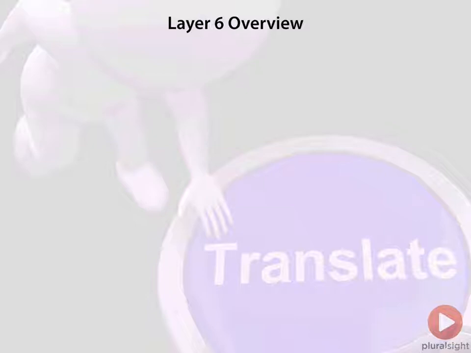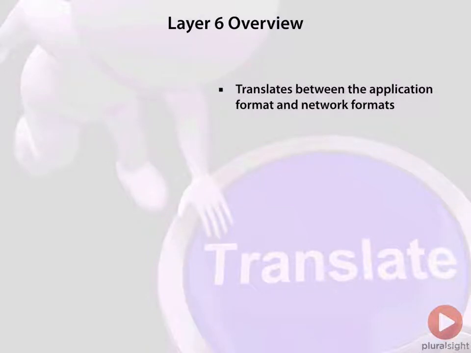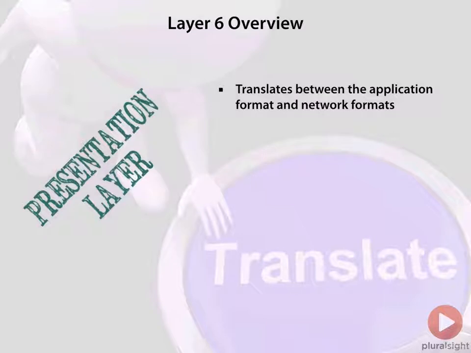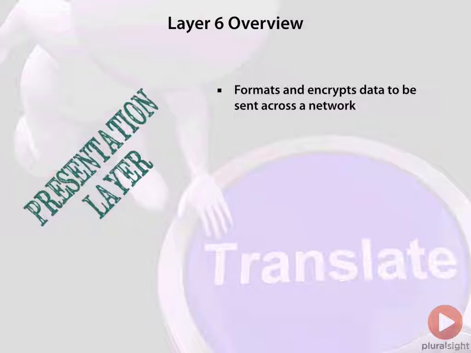Now let's take a look at Layer 6. Layer 6 is responsible for translating between the format that the application understands and works with and various formats to the network. We call this layer the presentation layer. So when you think about this layer from a networking perspective, just understand that it's a translator. It would also be responsible for formatting and encrypting data that we plan to send across the network.